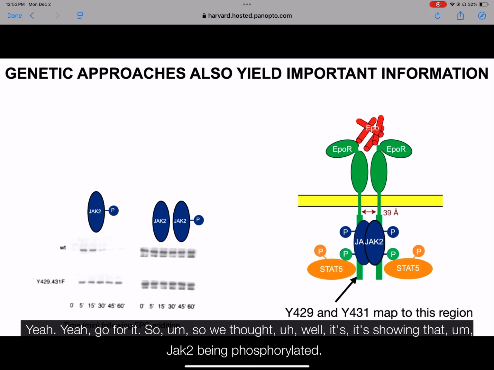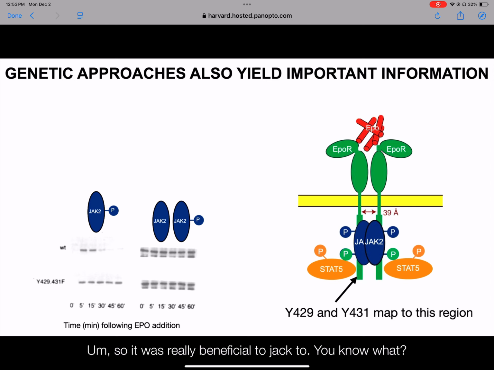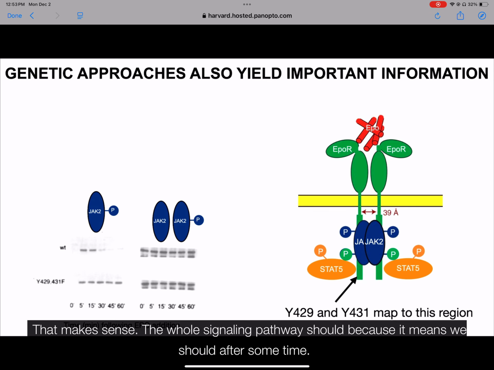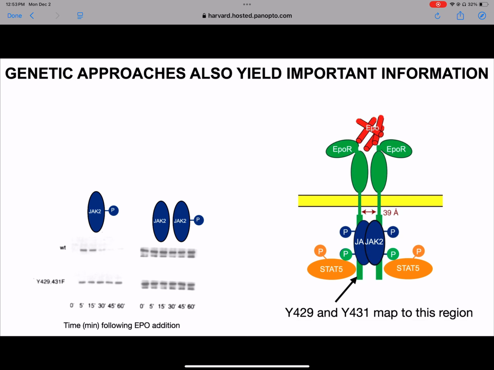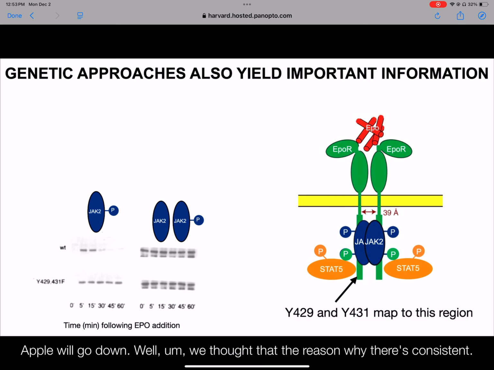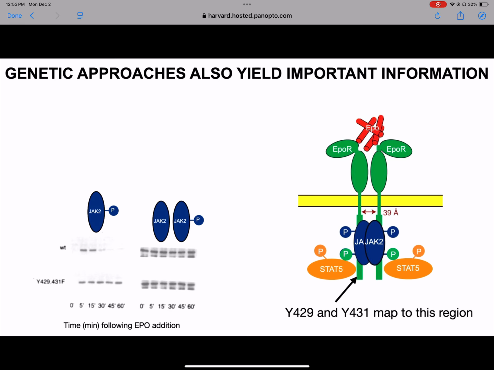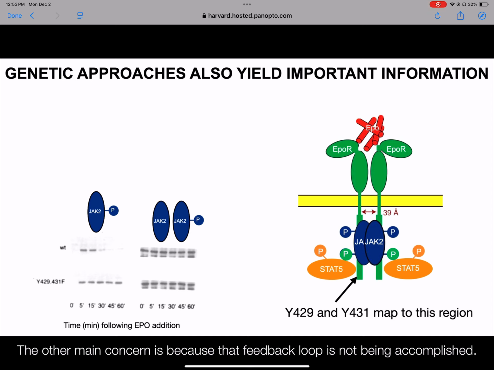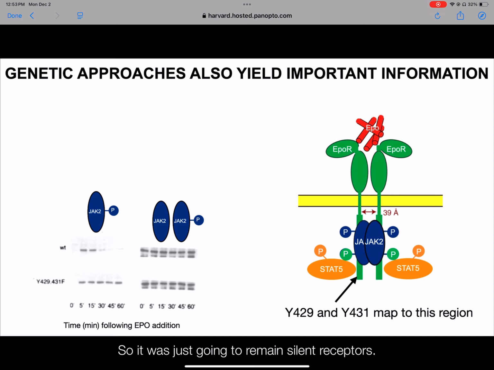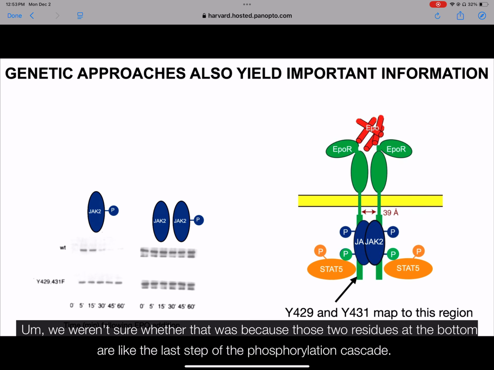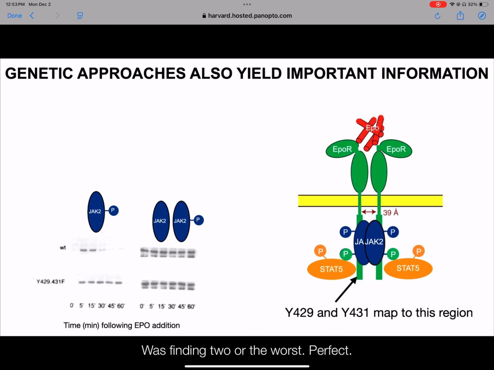So we thought that, well, it's showing that the phosphorylated version of JAK2 is decreasing as time goes on. So we thought in the wild type that makes sense because the whole signaling pathway should, after some time, make JAK2 not phosphorylated because you're increasing levels of oxygen. EPO will go down, so phosphorylation should go down as well. We thought that the reason why there's consistent phosphorylation when you mutate it to the other amino acid is because that feedback loop is not being accomplished. And so EPO is going to remain bound to the receptors, and so they're going to consistently be phosphorylated. We weren't sure whether that was because those two residues at the bottom are like the last step of the phosphorylation cascade where STAT5 was binding to, or if it was for another reason.